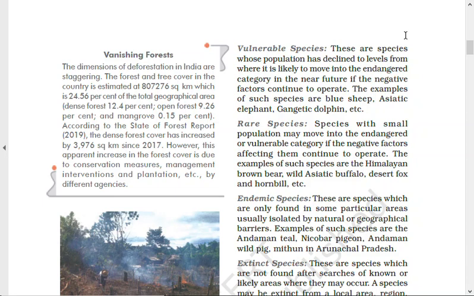In the beginning of the chapter, it says that we don't find all the animals or the species everywhere, right? So Asiatic buffaloes, desert fox, and hornbill, brown bear, Himalayan brown bear, these are found in that pocket of the area or the region only. So if they are hunted because of the skin or because of any other things, they will also be extinct. Further, it says endemic species. These are the species which are only found in some particular areas, usually isolated by natural or geographical barriers. Examples of such species are the Andaman teal, Nicobar pigeon, Andaman wild pig, and Mithun in Arunachal Pradesh.